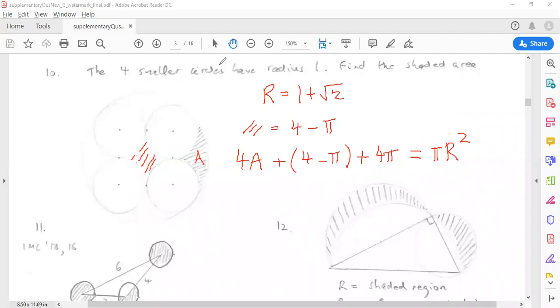So from that, I can solve for A. A is what I want. Substitute in R is 1 plus √2, and you can solve for A. So that's just an exercise in algebra, which I can leave you to do.